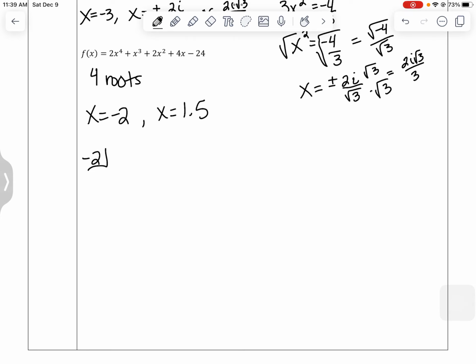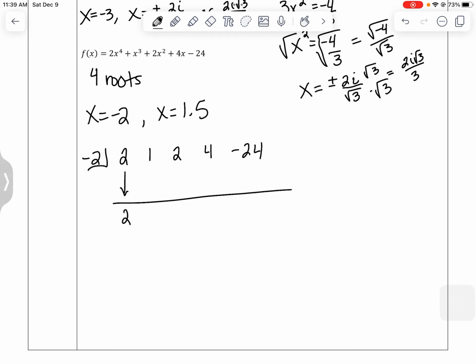So I'm going to start with -2. You could pick 1.5 as well. We're going to do synthetic division again. I have x to the fourth, x cubed, x squared, x, and a constant. So I don't need to add any zeros here, but watch for that. So listing the coefficients then in order.